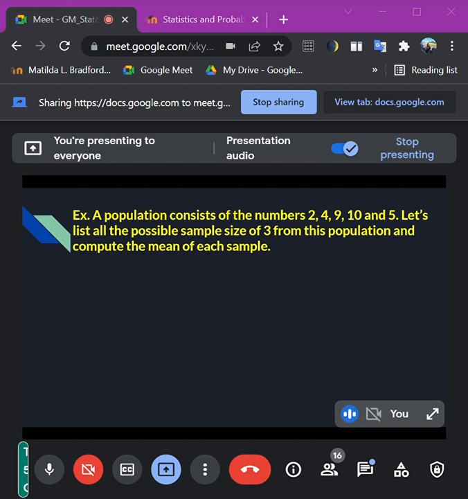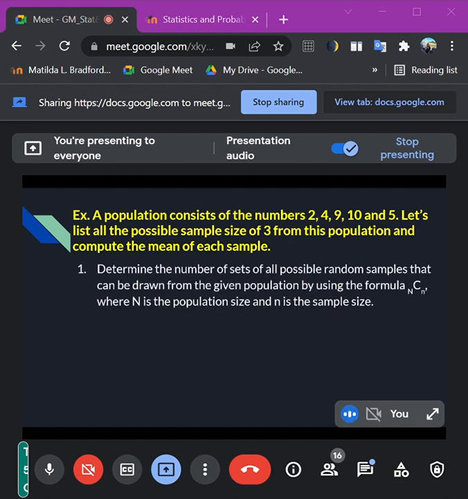So, example here, a population consists of numbers 2, 4, 9, 10, and 5. So, we're going to list all the possible samples of size 3 from this population and compute the mean of each sample. So, first step, determine the number of sets of all possible random samples that can be drawn from the population by using the formula of the combination. So, combination is, I think, from grade 10. Diba? Where N is the population size and n is the sample size. So, you know which is the small n and which is the big N.